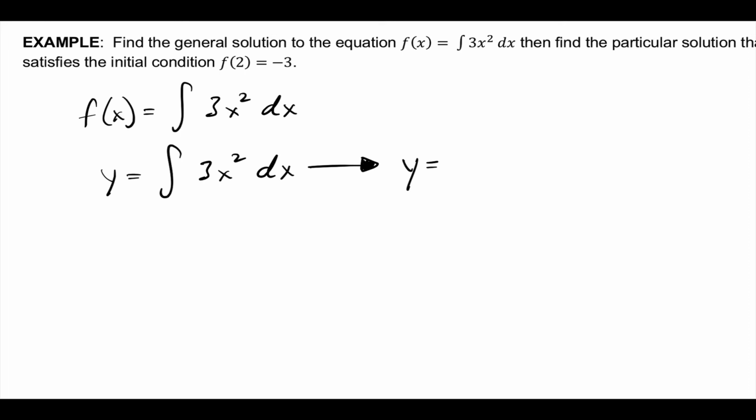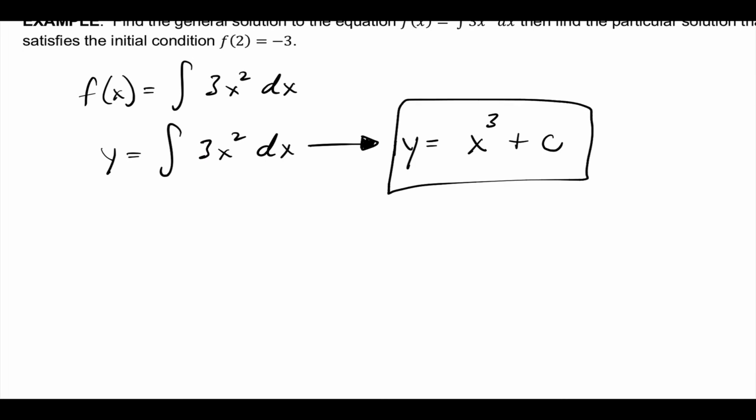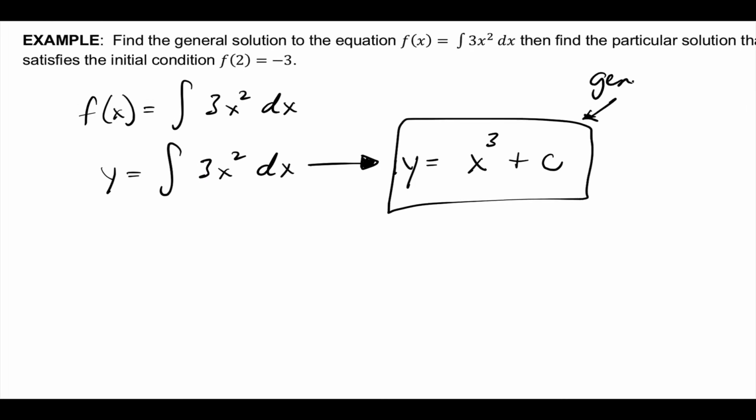Yep, y equals x to the third, right? Because we got to add 1 to the power, divide by that new power. Those end up canceling out. You just get x to the third. Since there were no bounds, we want to put a plus c, right? General solution. They wanted us to find the general solution, so this is the general solution. That's important to note. Okay?